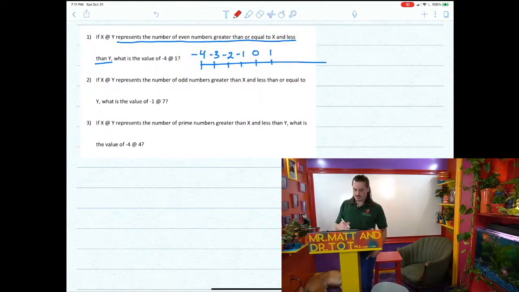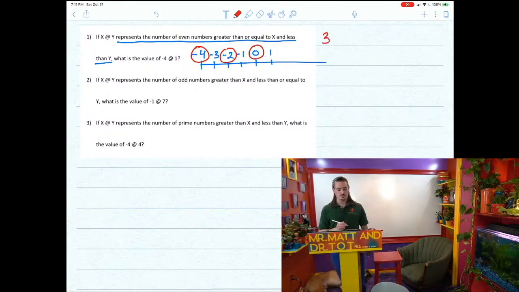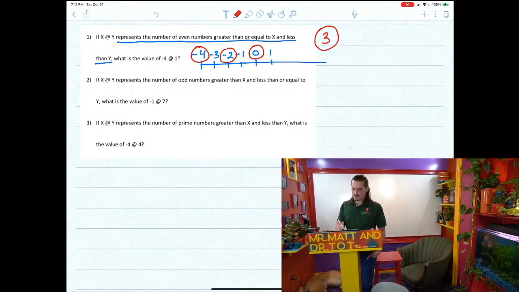So -4 is an even number, -2 is an even number, and remember 0 is an even number. So the answer to number 1 is 3. There are 3 even numbers greater than or equal to -4 and less than +1. So I'm going to give you 3 additional minutes. Please apply those observations to questions 2 and 3.